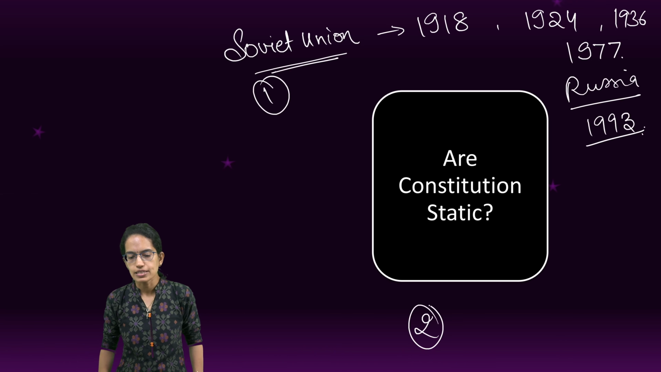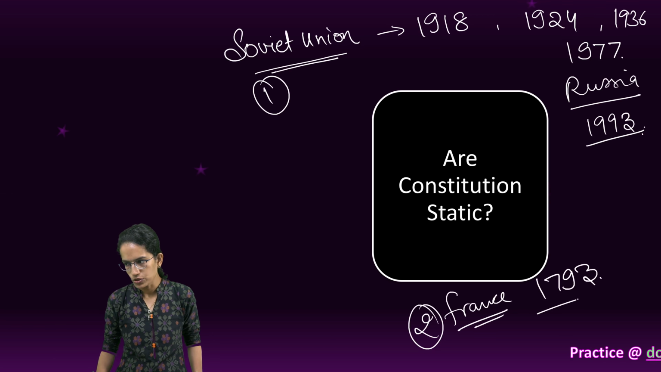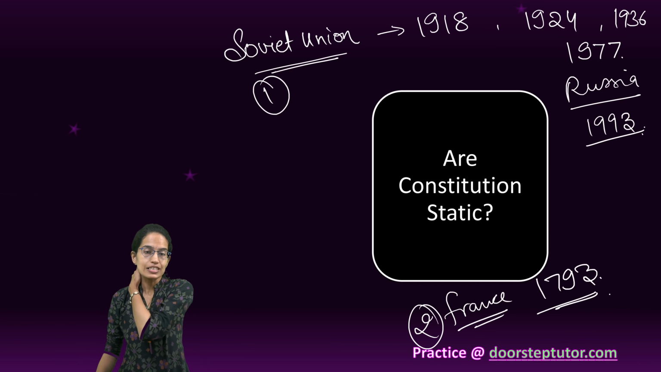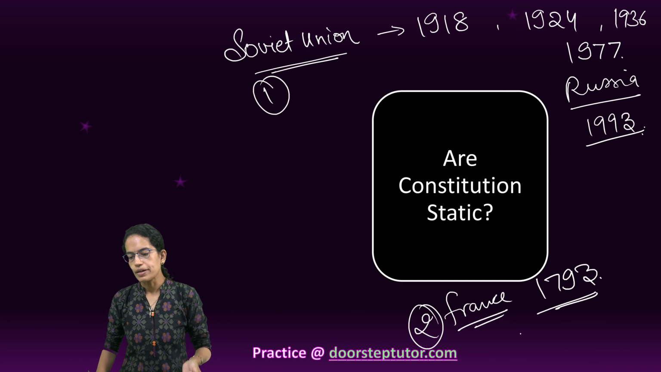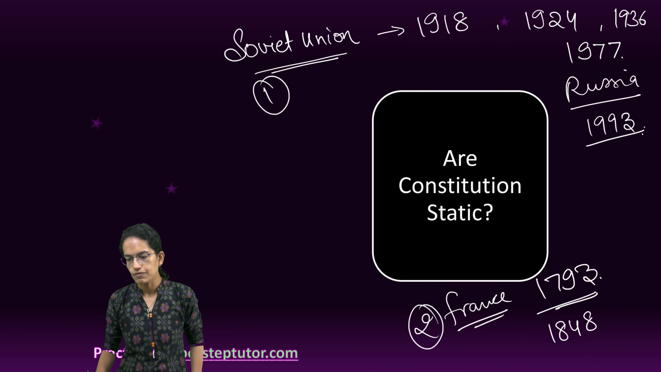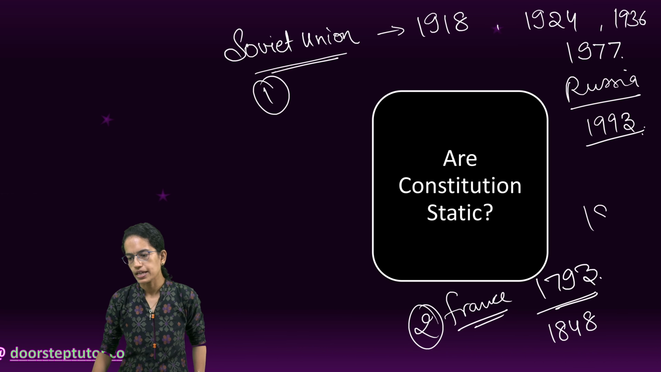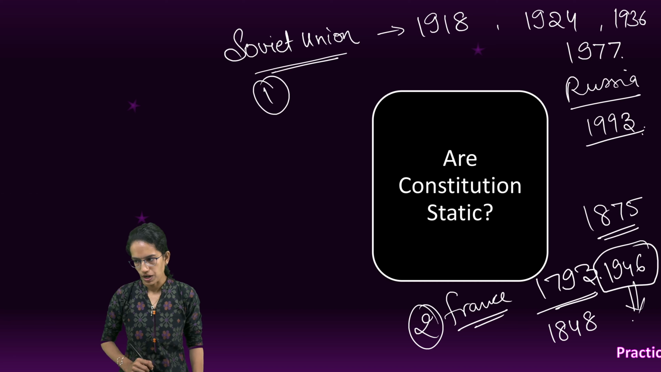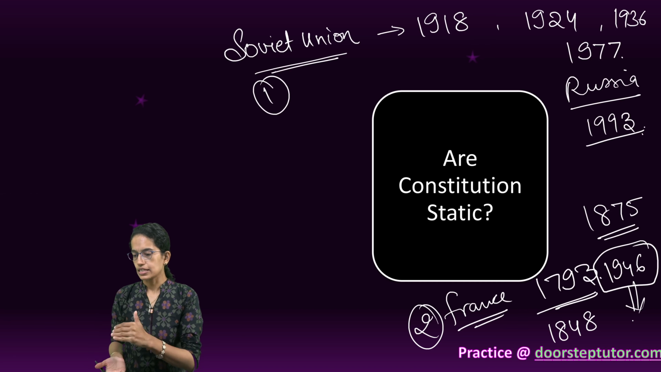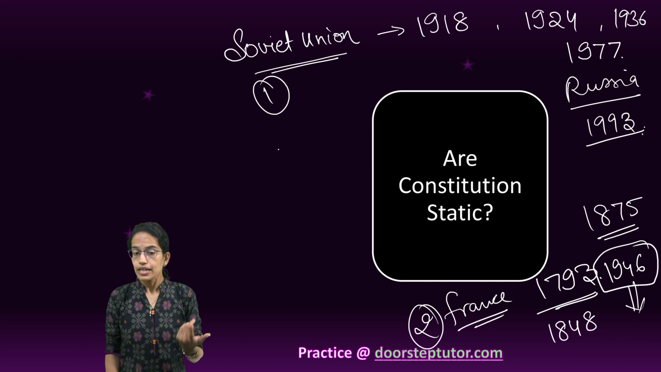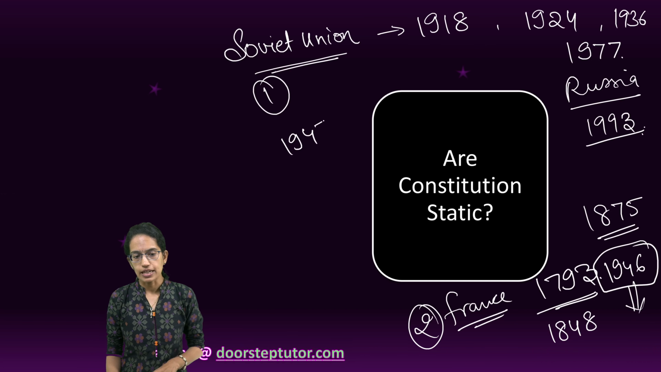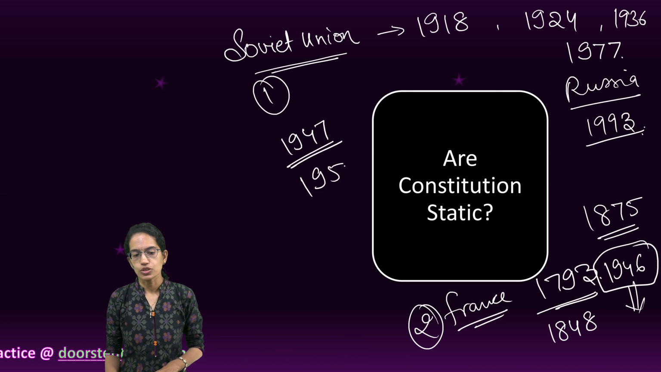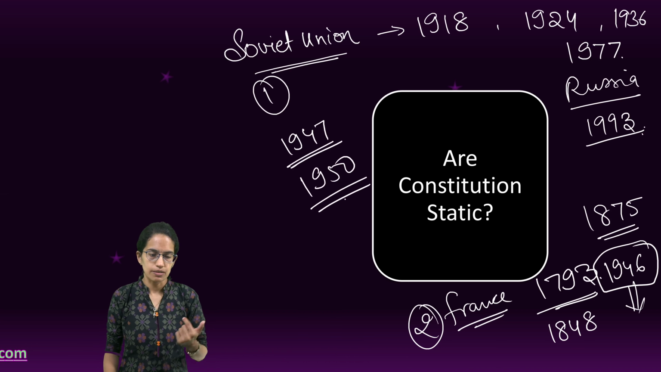So this was one example from the Soviet Union. Let me pick up another example from France. Now France, post the 1793 revolution, which was known as the First French Republic, there was the commencement of the Second French Republic in 1848, the Third French Republic in 1875, and since 1946, the new constitution came into existence in France. Now, this is another important aspect that we need to understand.